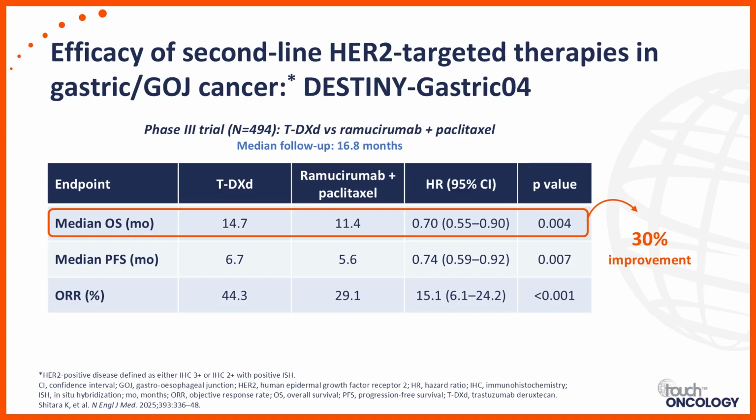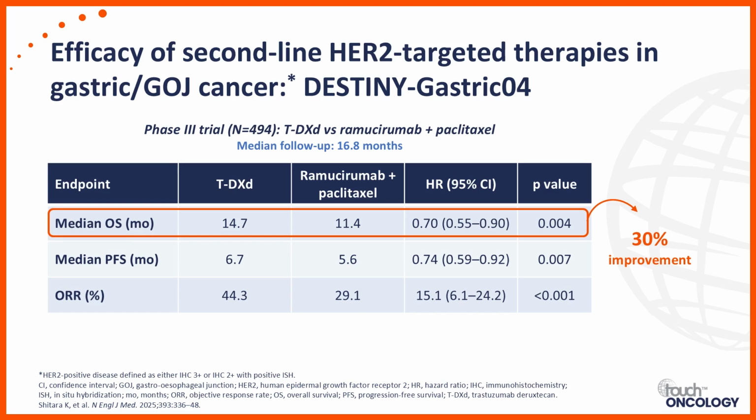We have also seen different important studies with trastuzumab deruxtecan in second line, and also some studies in second and third line treatment of HER2 positive gastric adenocarcinoma. And very recently, we have presented and published the data of the Destiny Gastric 04 study evaluating trastuzumab deruxtecan versus ramucirumab paclitaxel in HER2 positive metastatic gastric or G-junction adenocarcinomas, in patients who were previously treated with trastuzumab-based therapy.